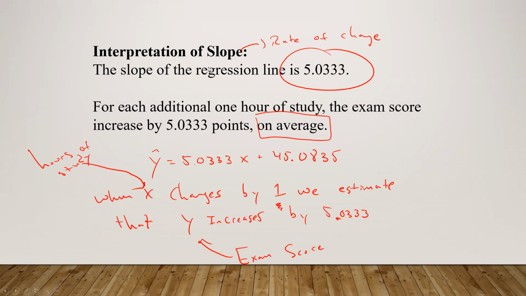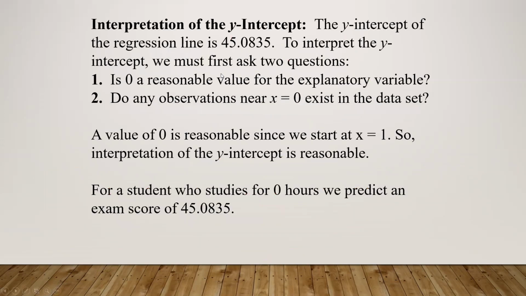Whenever you do a regression equation, you can always interpret the slope. The slope is always meaningful, okay? However, the intercept is not always meaningful. Sometimes it is, sometimes it isn't. That's where it's a little tricky, okay? All right, so we saw that this was the y-intercept.